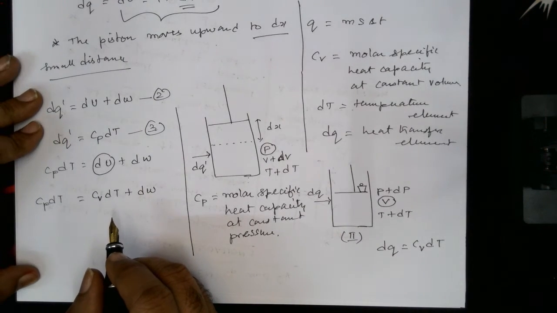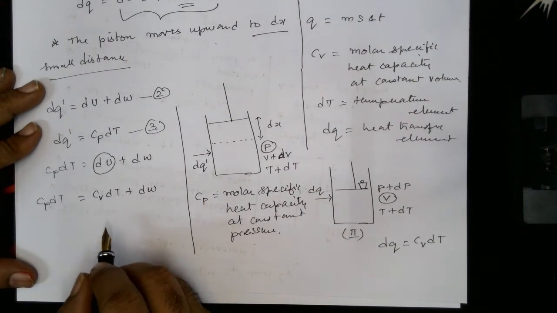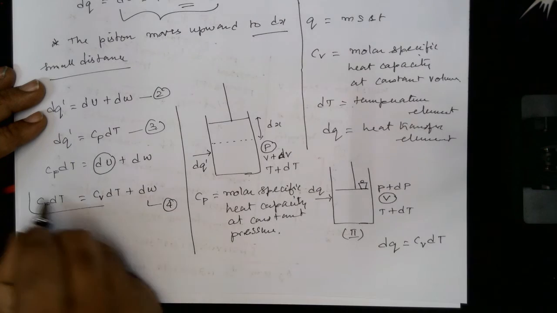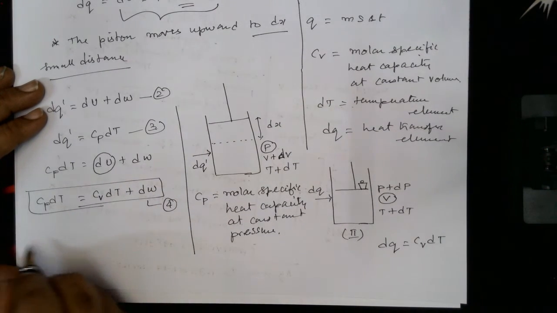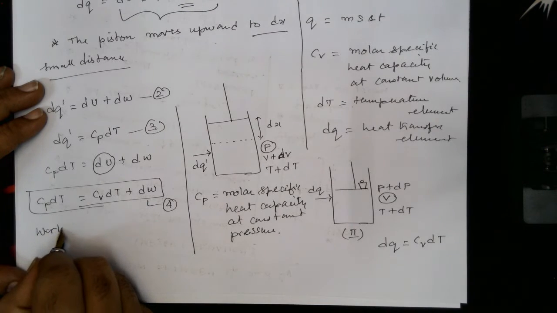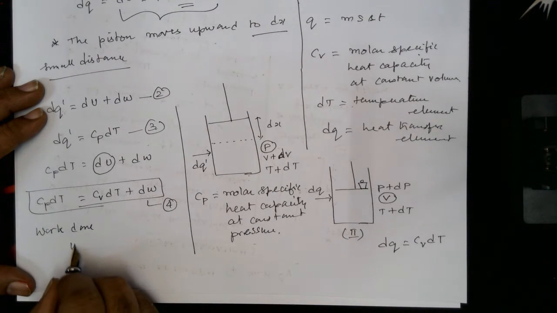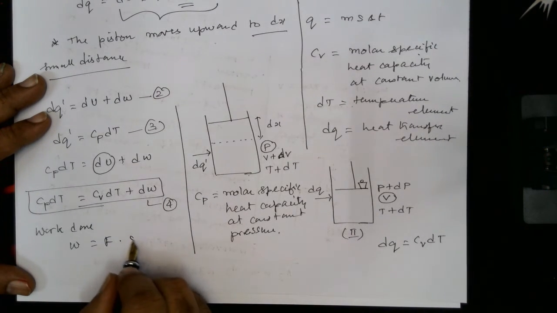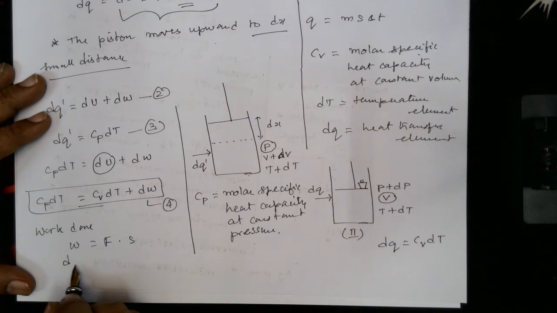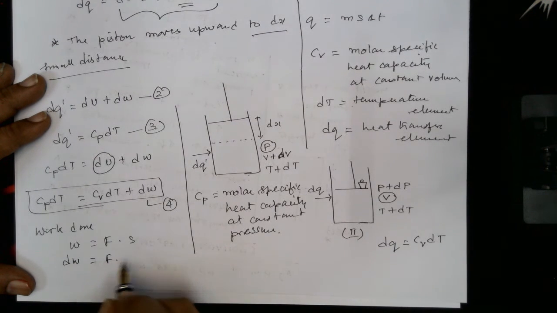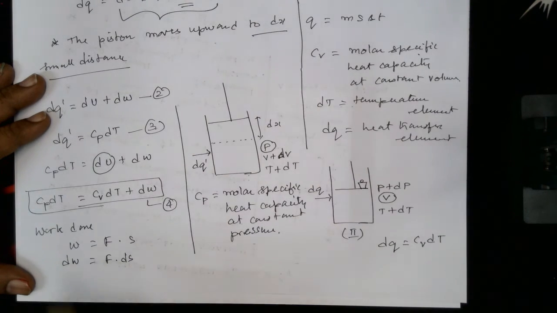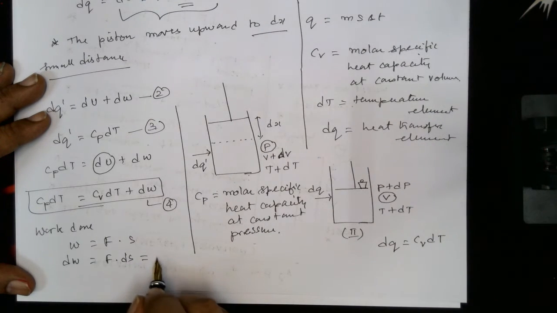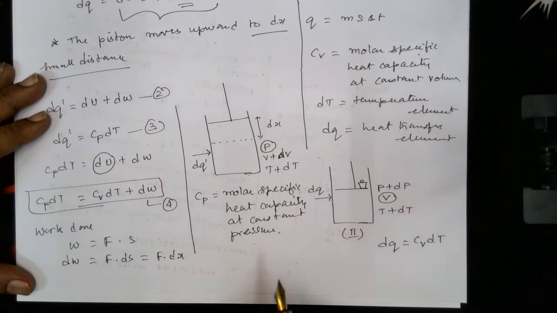Now work done. Let us talk about this. So this is the fourth equation. This is a very important equation. Now what is work done? Work done is represented by W is equal to force into displacement. Is it not? Force into displacement. And infinitesimally small work done means force into infinitesimally small displacement ds. So since we have introduced x here, I can replace this by dx. So F into dx. Got it?